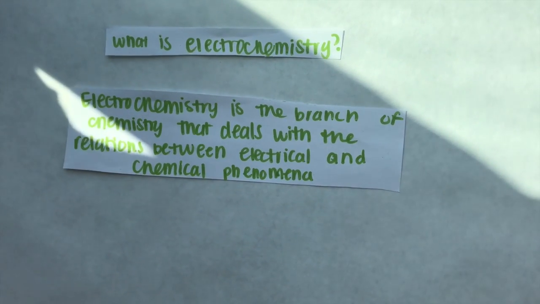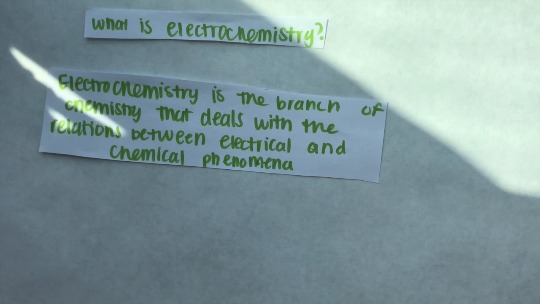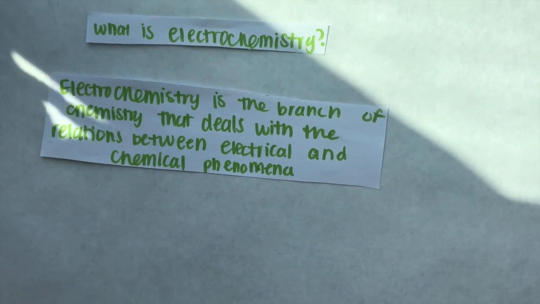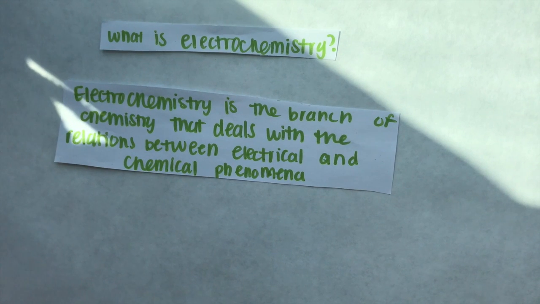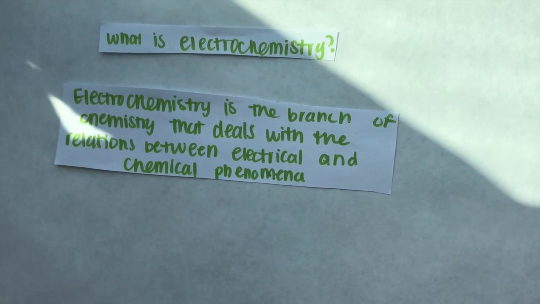Electrochemistry is the branch of chemistry that deals with the relations between electrical and chemical phenomena. Electrochemistry is the science behind what powers our phones and almost every other electricity-powered device. In order to fully understand the functionality of our devices and open windows into making our own devices in the future, we have to understand how the batteries are made and how they function.